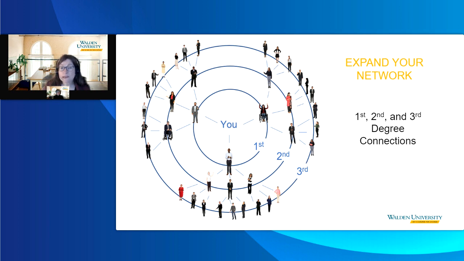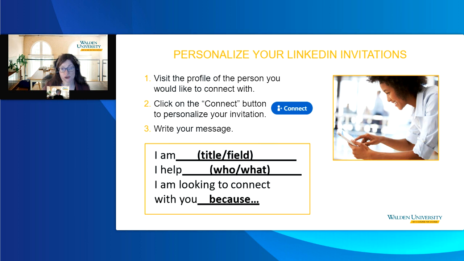And after finding a person you would like to add to your LinkedIn network, the next step is also to personalize your invitation to connect. In order to do this, the first step is to go to the profile of the person you would like to connect with. And then from their profile, you can click on the connect button to personalize your invitation based on your common interests. So, as an example of a personalized LinkedIn invitation, it may sound something like this.